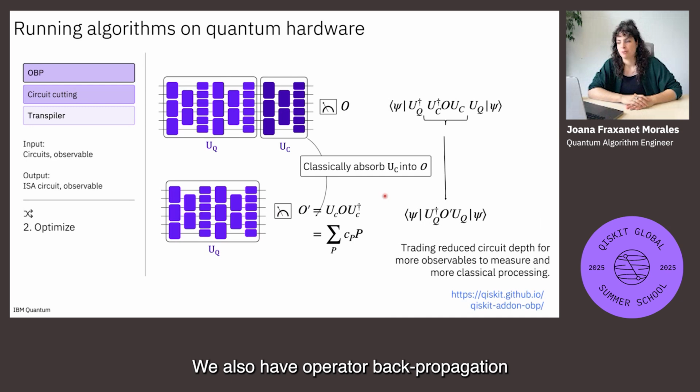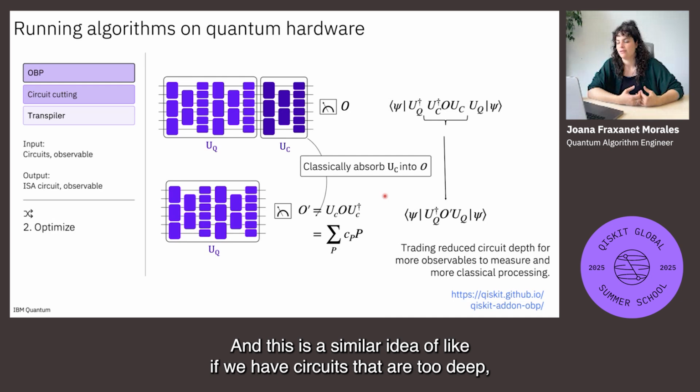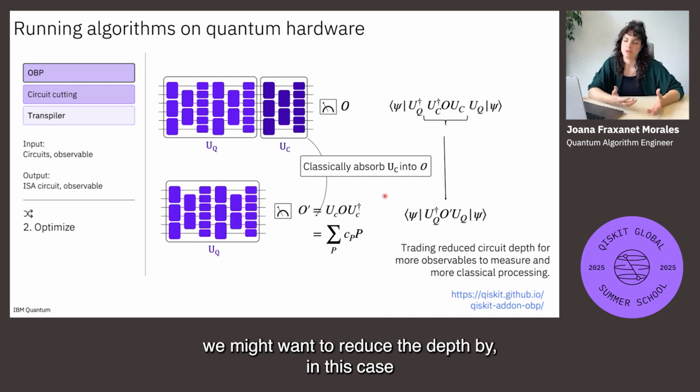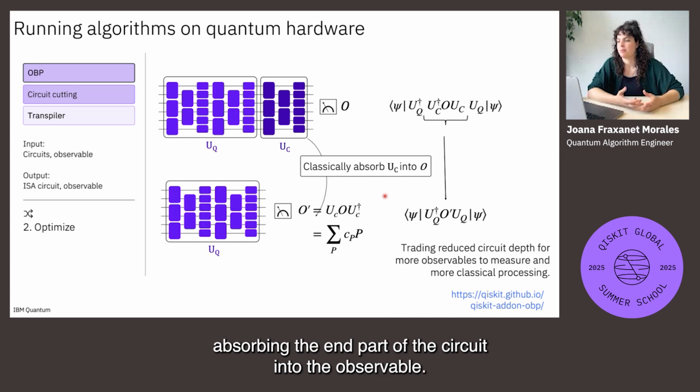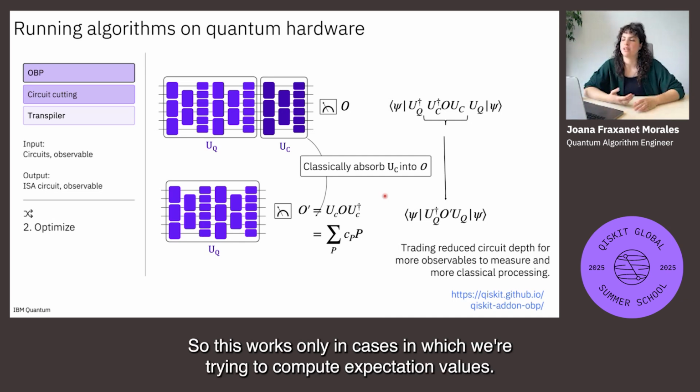We also have operator backpropagation for the second optimization step. This is a similar idea: if we have circuits that are too deep, we might want to reduce the depth by, in this case, absorbing the end part of the circuit into the observable. So this works only in cases in which we're trying to compute expectation values.